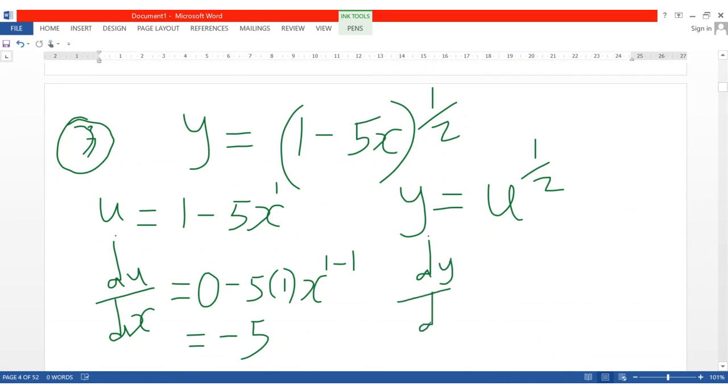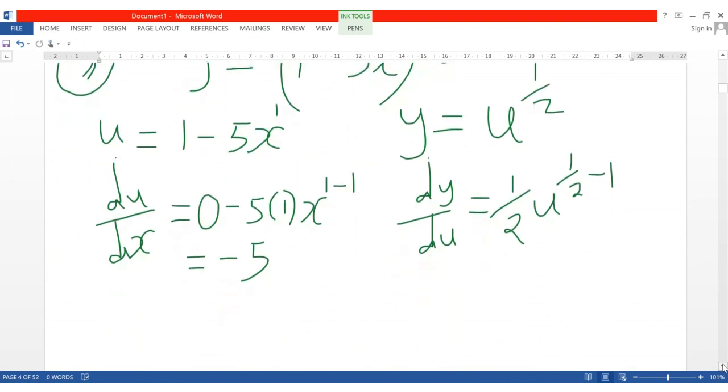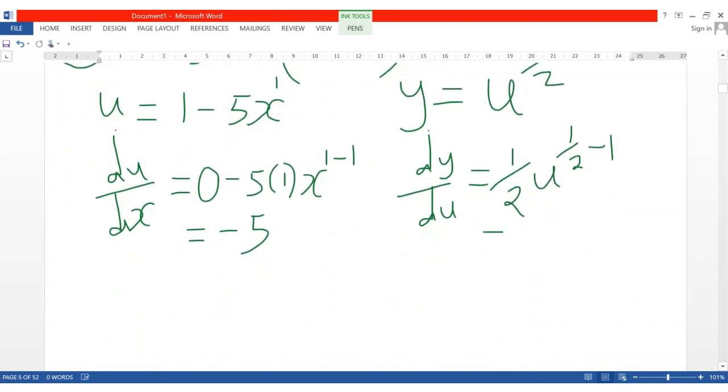The function on the left is y. The function on the right is u. So I'll have dy over du. Again, the power will come down. You reduce the power by 1. So when you get a half minus 1, you get negative a half. And I'm getting a half, u to the negative a half.